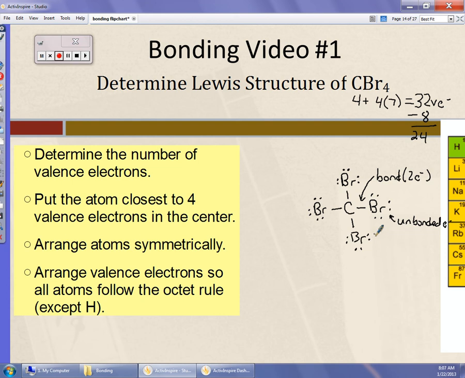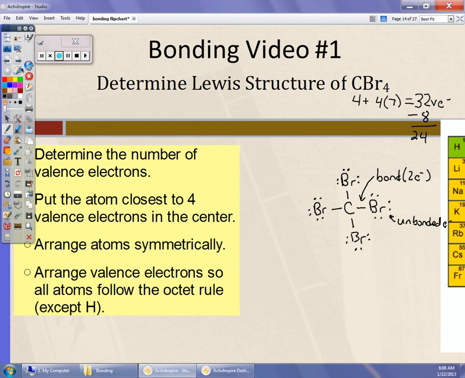We also want to double check to make sure we use exactly 32 valence electrons and no more and no less. So we're going to count the pairs. We have 1, 2, 3, up to 16 pairs, or 32 valence electrons. This is a complete Lewis dot structure. Let's try another one.